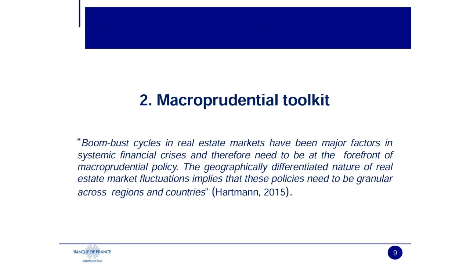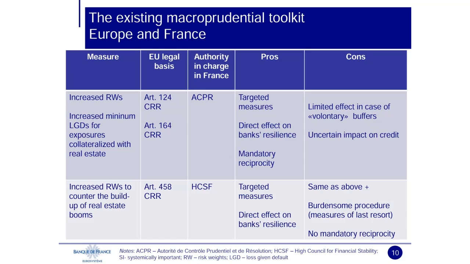Let me now turn to the macroprudential toolkit. Again, this is well known for most of you, so I will go quickly and not spend too much time on the pros and cons, but present very briefly what we have in Europe and in France. The first type of measure is capital requirements, which we find in the CRD and CRR. In this case, risk weights or minimum LGDs, which is another way of setting risk weights for IRB banks.